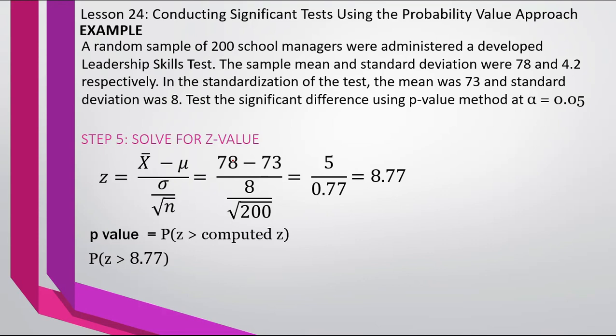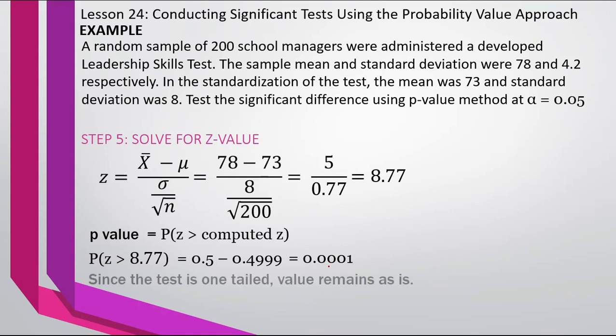Again, area ng normal curve at 8.77 is equals to 0.4999. Isusubtract natin from 0.5. Ang makukuha natin ay 0.0001. Very good. Next. Since the test is one-tailed, the value remains as is. Therefore, ito yung final p-value natin, 0.0001. Saan natin to i-compare? I-compare natin sa alpha.